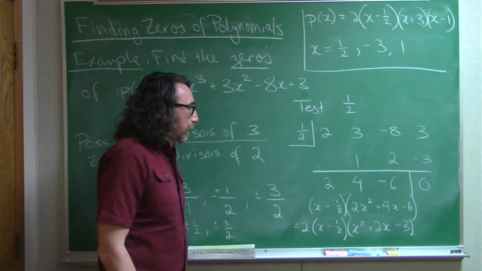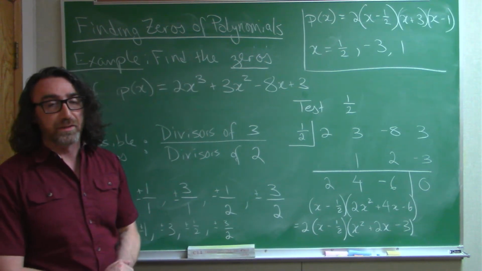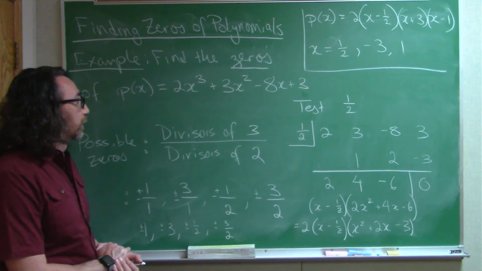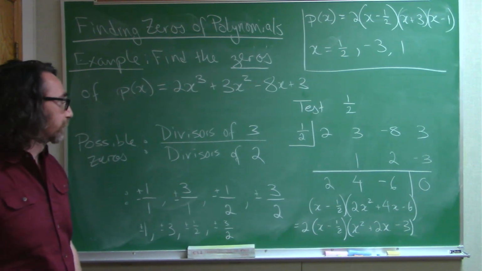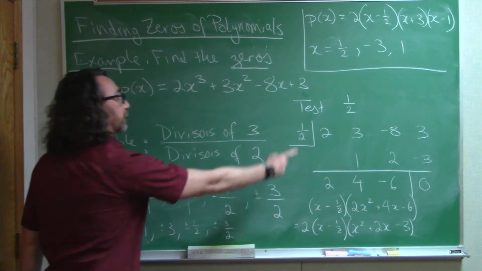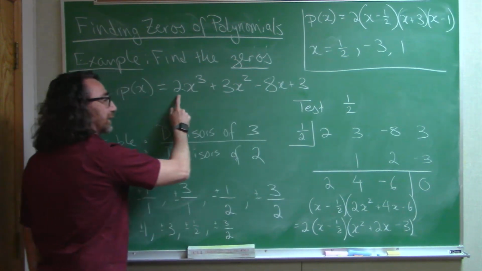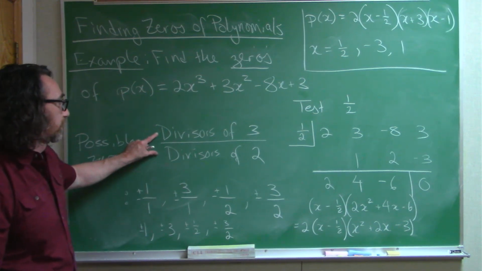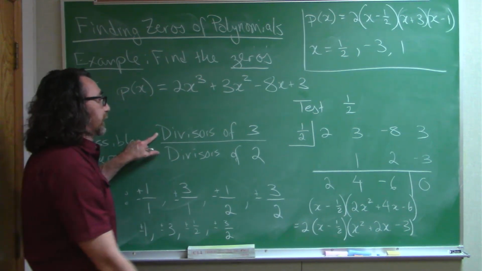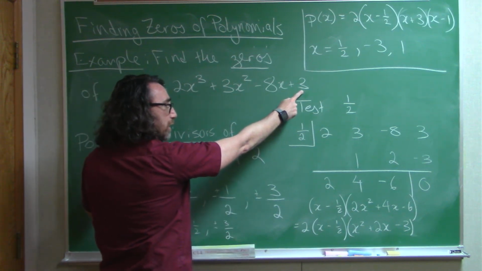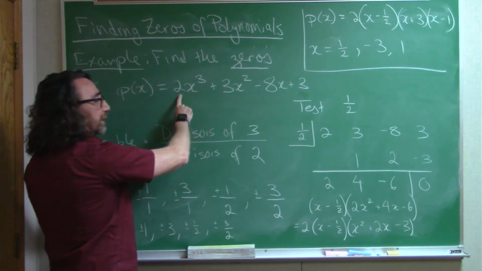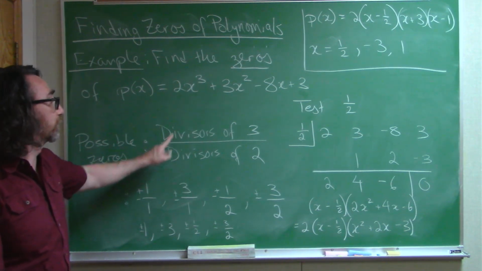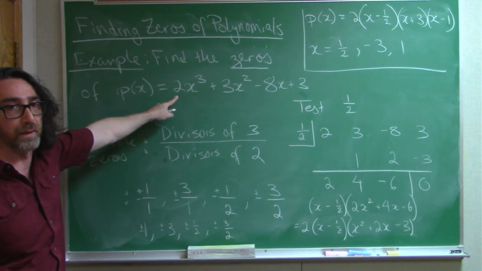Okay, so 2 examples of finding the zeros of a polynomial function. Start out by making your list. How do you make your list? Look at the constant term and look at the lead coefficient. Your list should contain anything that divides the constant term on the top, anything that divides the lead coefficient on the bottom. So your list could include fractions if this is different than 1, like we're seeing right here.